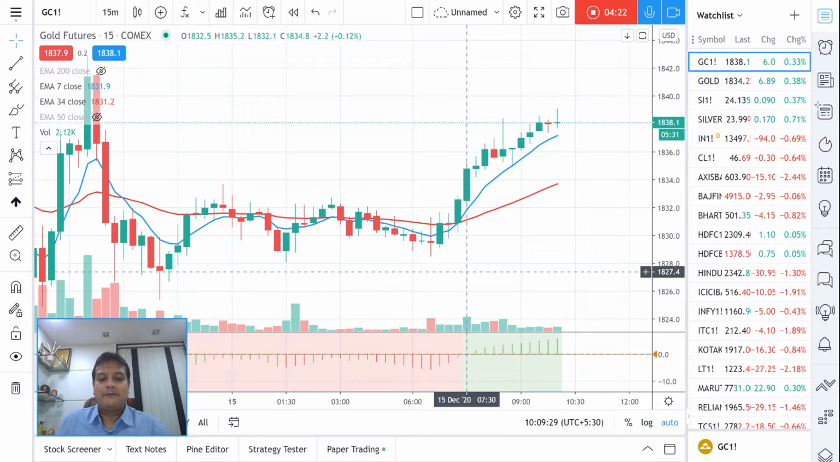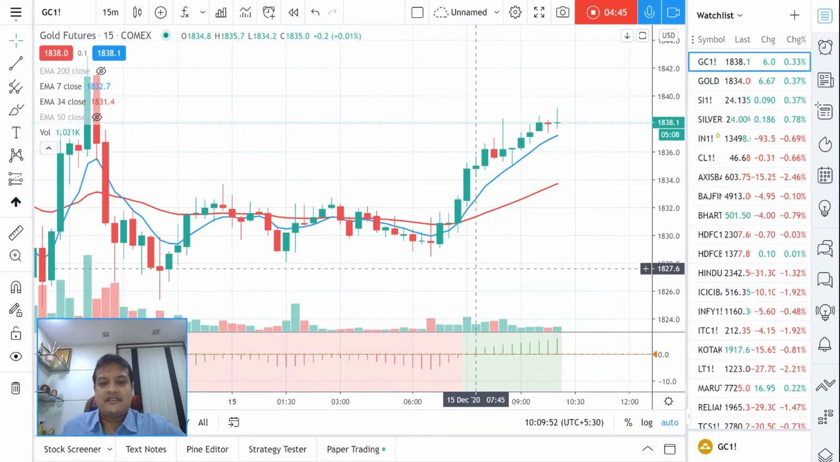But when will I buy? I will buy above the high of the candle in which the crossover happened. The high price of this candle was 1835.20. If you can see on the left side, up there is the high that denotes this candle. It's a 15-minute candle. So I will buy only above 1835.20. I'll wait for the next candle, and it's still 1835.20.